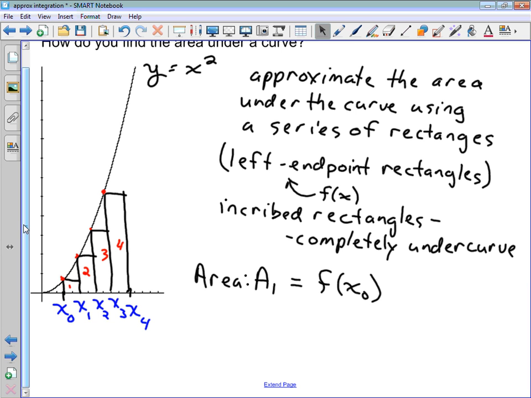Well, what is going to be the width of this rectangle? We know it goes from x naught over to x1, so let's call the distance between our two x values delta x, for the change in x, or the width of each one of our little rectangles here. So the area of our first one is f at x naught times delta x.